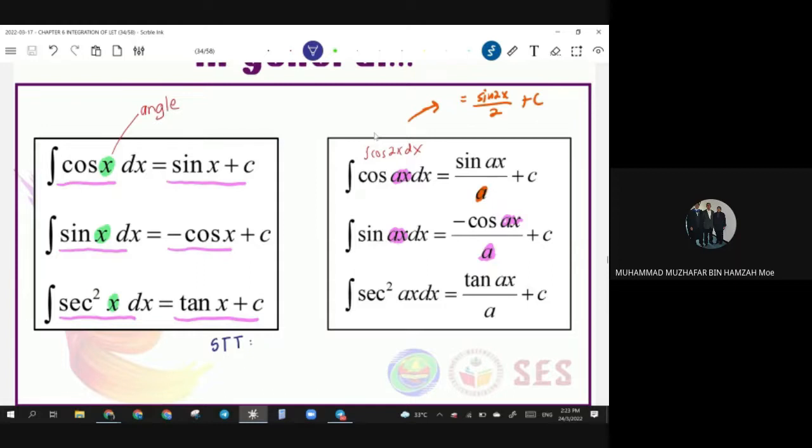But before that, please be noticed that for integration of trigo, we only integrate cos, sin and secant square. Okay? We only integrate cos, sin and also secant square only. So if we have other trigo functions to integrate, then we have to change them into either cos, sin, or secant square.